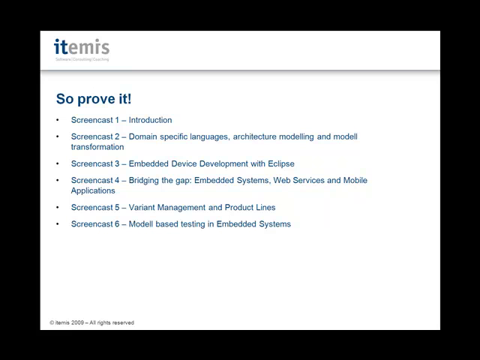You have just been listening to the introduction screencast. Screencast 2 will explain the use of domain-specific languages for architecture modeling and code generation. Screencast 3 will show how to use an Eclipse-based open-source toolchain for developing software for embedded systems. In Screencast 4, we will bridge the gap from embedded systems to enterprise applications and generate the infrastructure and mobile applications. Screencast 5 explains the handling of variants and product lines.